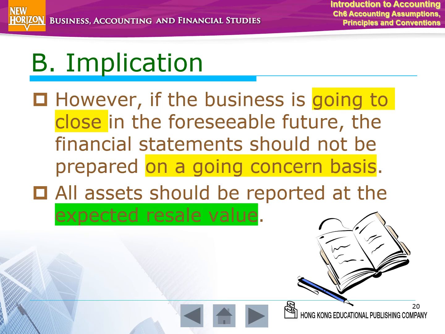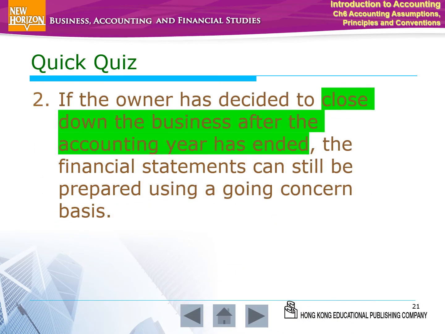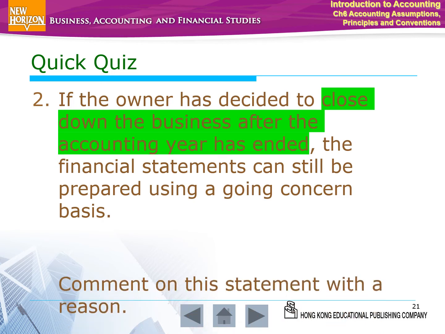Okay, let us look at the question to confirm if you know the going concern concept. If the owner has decided to close down the business after the accounting year has ended, the keyword is after the accounting year has ended, the financial statements can still be prepared using a going concern basis. The key point is after the accounting year has ended. Is it about the foreseeable future?